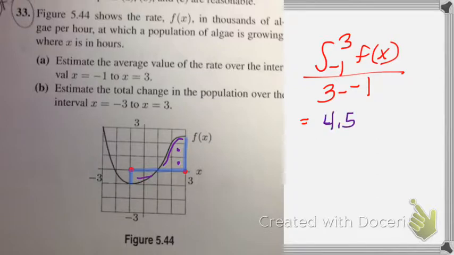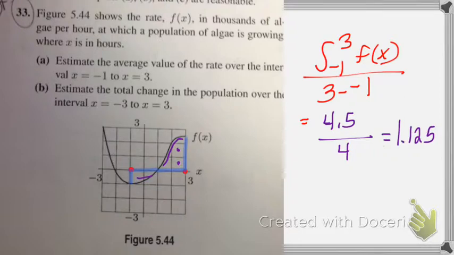Now I need to make sure that I'm going up by ones. So I'm going over 3 up 3, so that sounds right. And then to find the average value, I'm going to divide that by 4. And I get 1.125. And if you have something close, that would be okay.